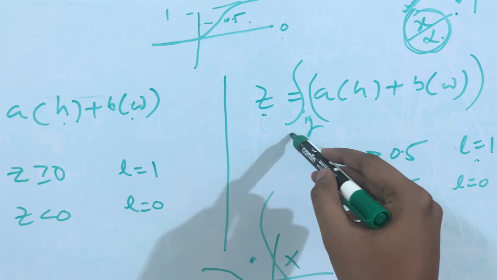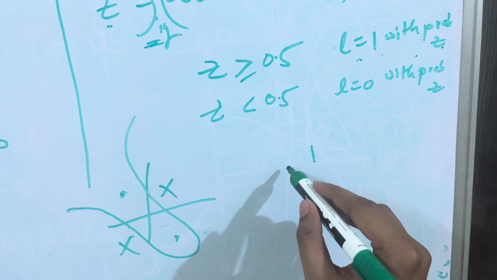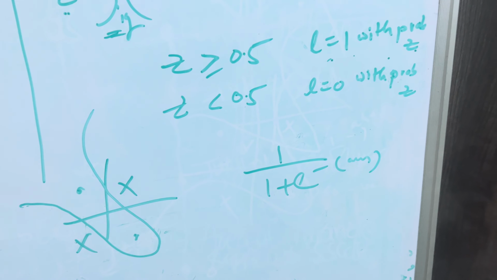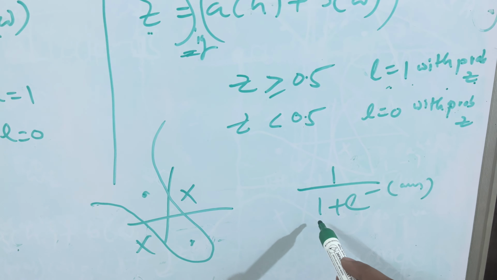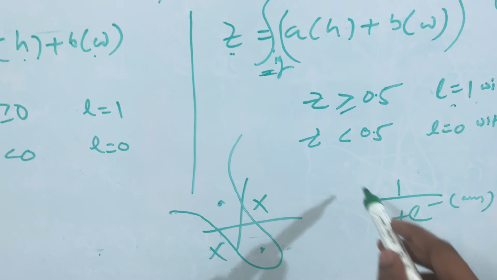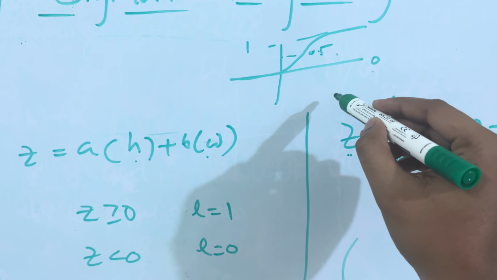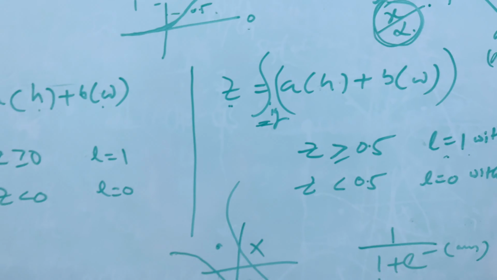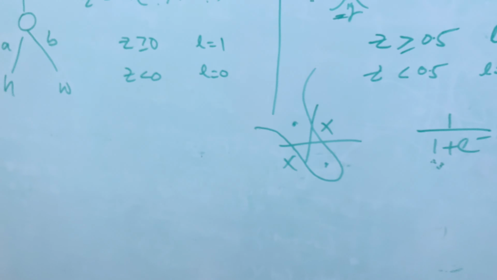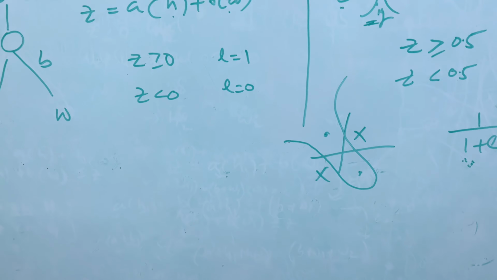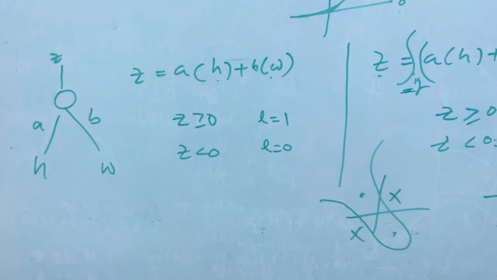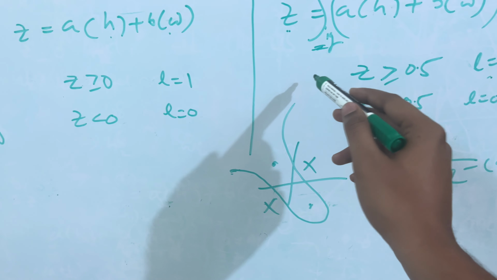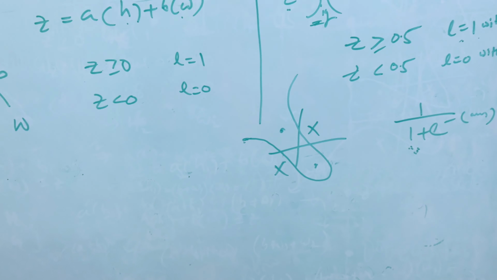When we introduce sigmoid, the sigmoid equation is: sigmoid of anything is 1 by 1 plus e power minus that anything. This is not a linear curve. If you observe here, it looks linear, but actually it is a smooth curve. So it introduces non-linearity. If you run any perceptron or any algorithm, the algorithm can learn these non-linear curves also. That is one of the benefits.